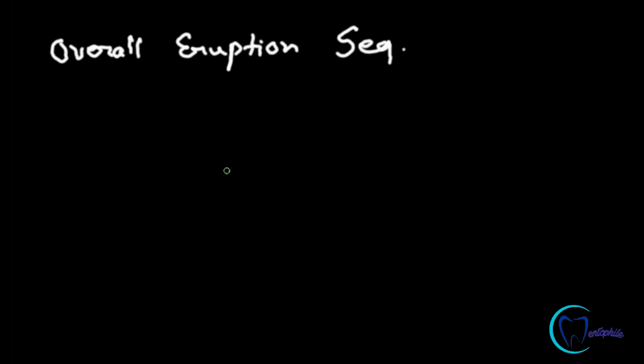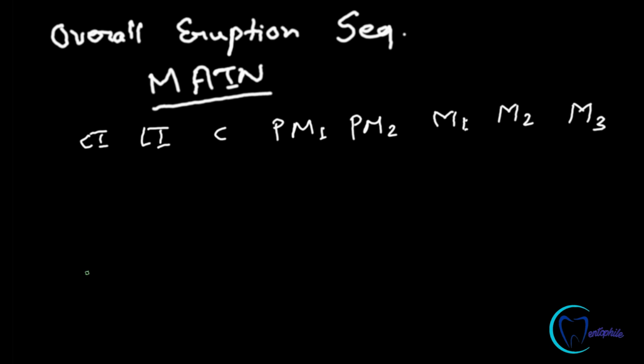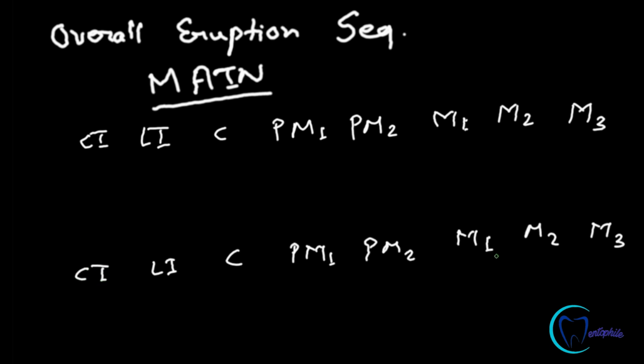Now the overall sequence of eruptions of the teeth can be better memorized using a mnemonic called the MAIN method, or MAIN technique of remembering the overall eruption sequence. So to better understand this, first let me list down the teeth that are present on one side of the maxilla and mandible, that is for the maxilla. Similarly for the mandible, and let me write the age of eruption of each tooth.